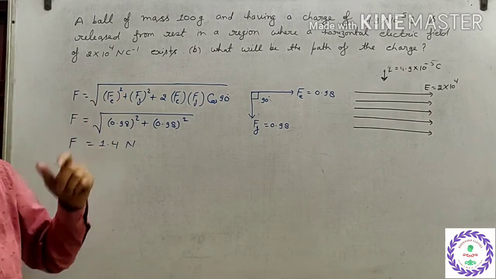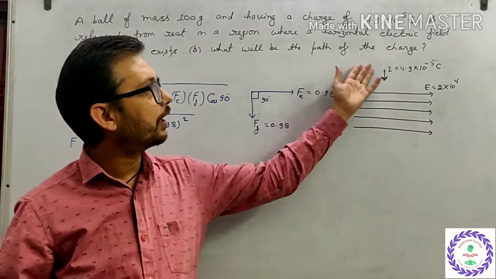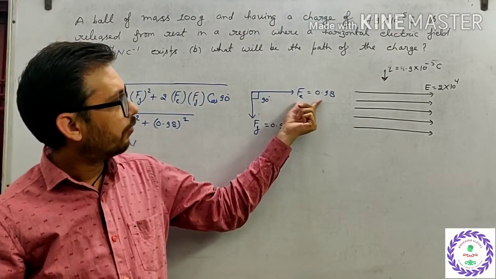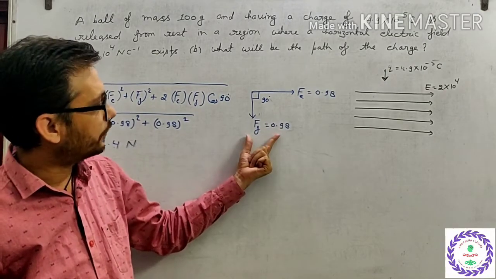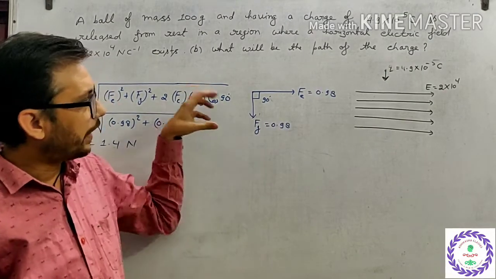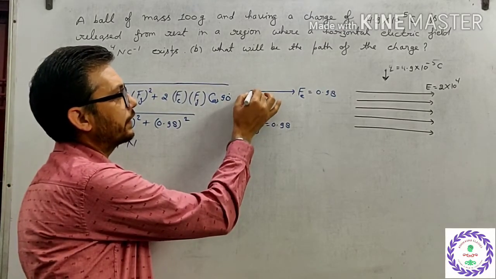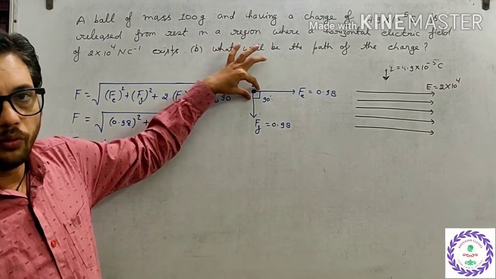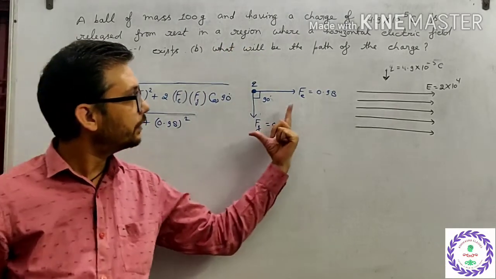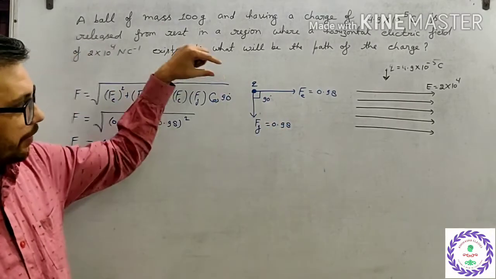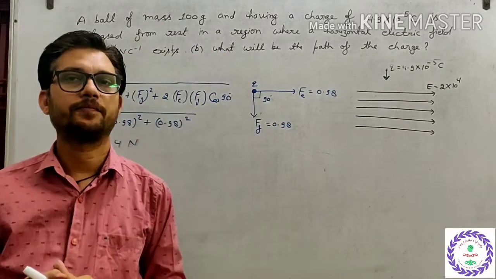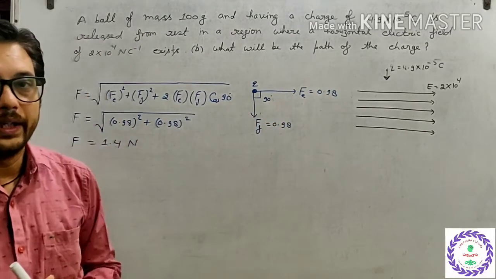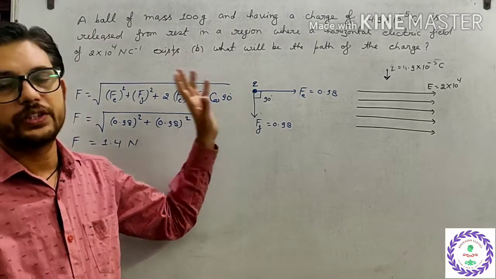Now we will discuss the second part. As you can see, what will be the path of the charge? Because there are two forces, one is Fe and the other is Fg. Suppose the particle is this one, Q or charge. It will move when these two forces are simultaneously applied on this charge. It means the resultant of these two will define the path of this charge.